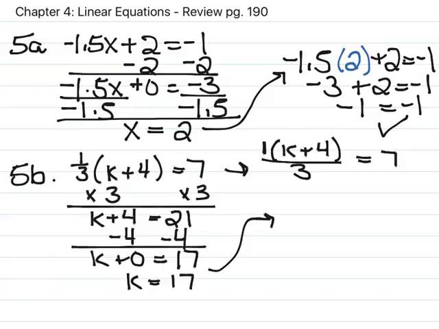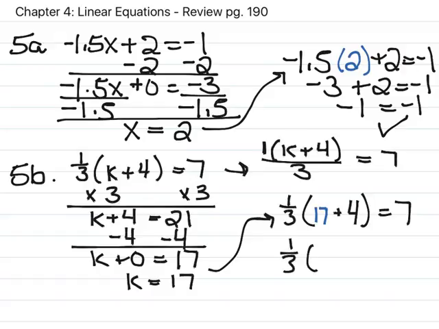So to check it, you have a third. 17 plus 4 equals 7. So you'd have your third, and then in the parentheses, you have 21 equals 7. 21 times a third, which is the same as 21 divided by 3 is 7, which equals 7, which is correct.